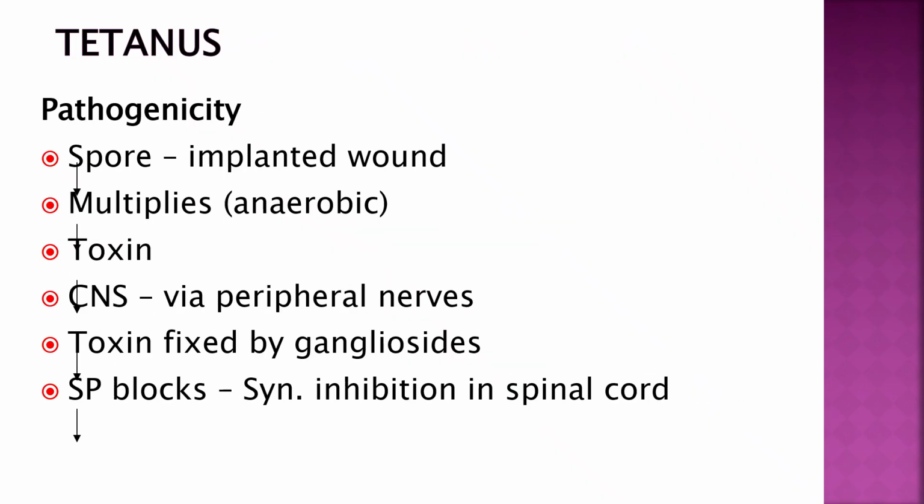Now we will see the pathogenicity of tetanus. After infection, Clostridium tetani bacilli are implanted in the wound and form spores. They multiply because of the anaerobic environment in the wound, and then they produce toxin, which is carried to the central nervous system via peripheral nerves. The toxin is fixed by gangliosides, and there is a block, and because of that there is synaptic inhibition in the spinal cord.